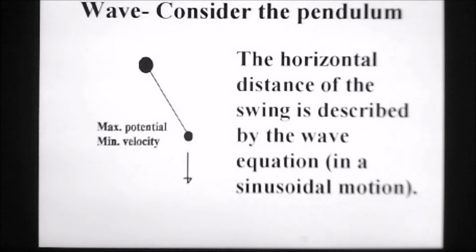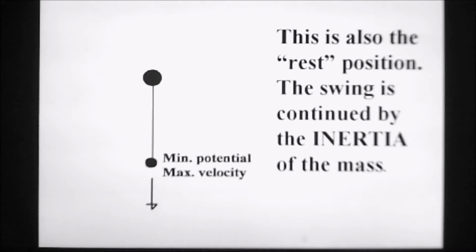Consider what a wave is. Here we have one application of the wave equation, which is a pendulum. The bob is swung from its neutral position to some higher point where it has maximum potential and minimum velocity. The sideways motion is described by the wave equation. It's a sinusoidal motion. This position of the bob is also the rest position. The swing is continued from here up in this direction and is continued by inertia. Here we have minimum potential and maximum velocity.